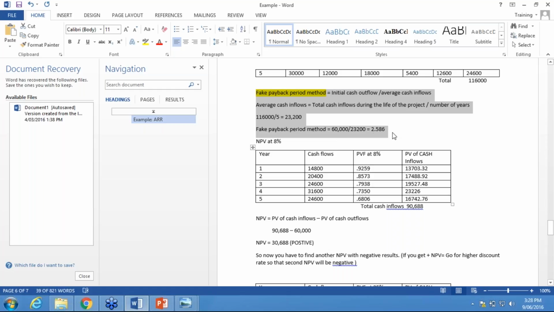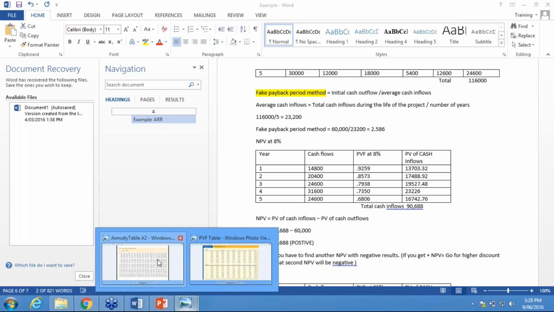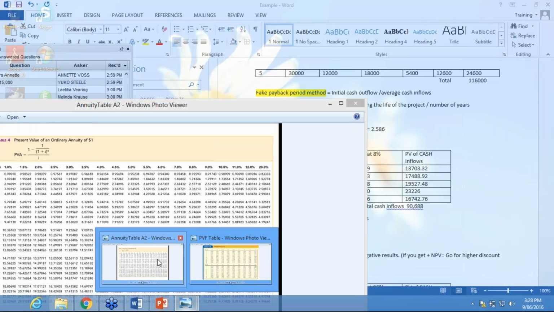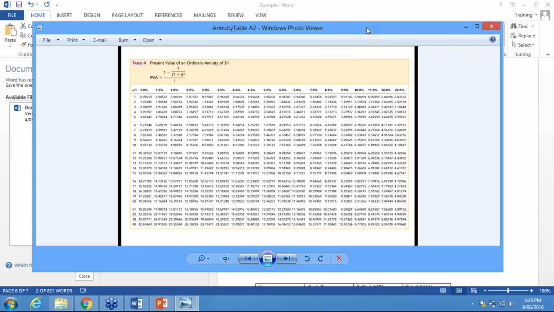Step number 2. Now you have this rate, 2.586. What you have to do is look in the annuity table. I'm not talking about the present value factor table. I'm talking about the annuity table. Look at the rows here.